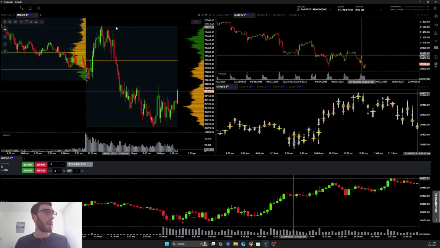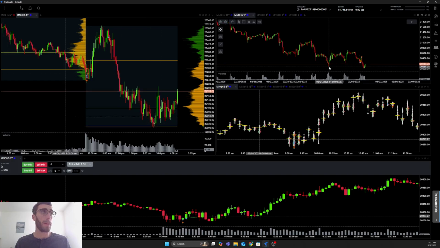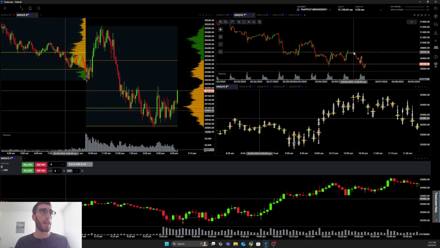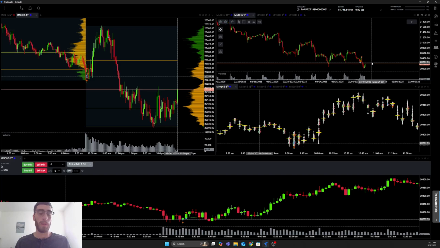Pretty simple. But we have sold off. We have created a new low, breaking both Tuesday and Wednesday's lows. So it looks like this downtrend is continuing for now. And we'll see what Friday brings us.